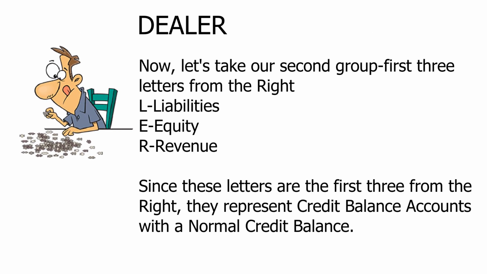Dealer. Now, let's take our second three letters from the right. L, liabilities. E, equity. R, revenue. Since these letters are the first three from the right, they represent credit balance accounts with a normal credit balance.